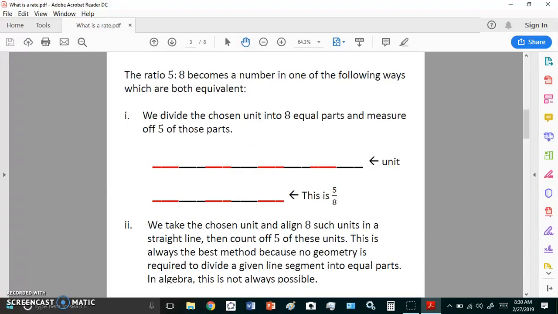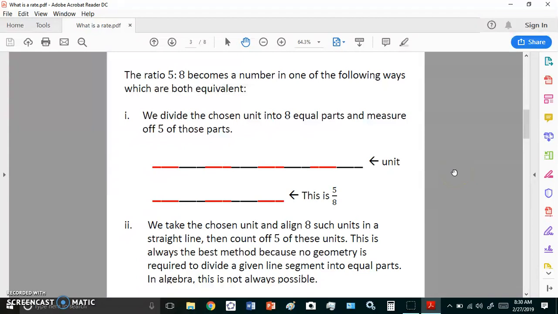So for example, the ratio 5:8 becomes a number in one of the following ways, which are both equivalent. We divide the chosen unit into 8 equal parts and measure off 5 of those parts, as you see here. So the red is 1 part, black is another part, 8 parts, and we measure off 5. Or we can take the chosen unit and align 8 such units in a straight line, and then count off 5 of these units.